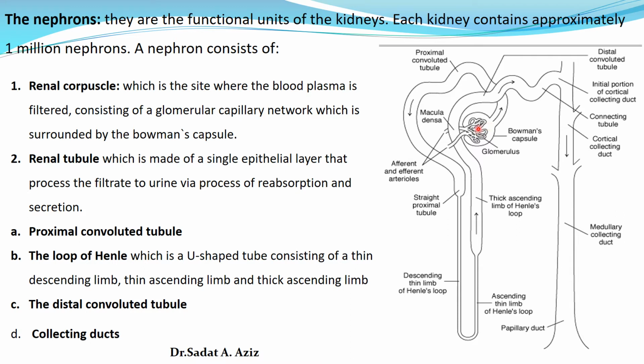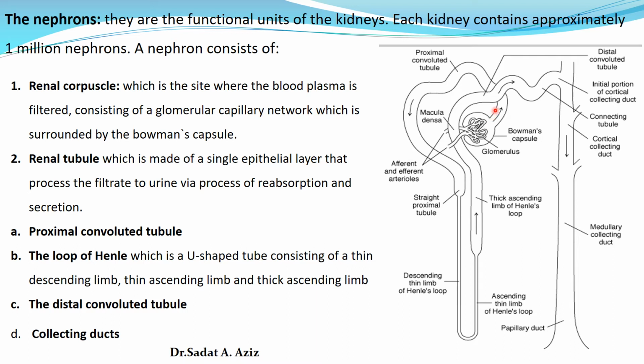It consists of a glomerular capillary network, which is surrounded by the Bowman's capsule. So the renal corpuscle is made of a network of glomerular capillaries and the Bowman's capsule.